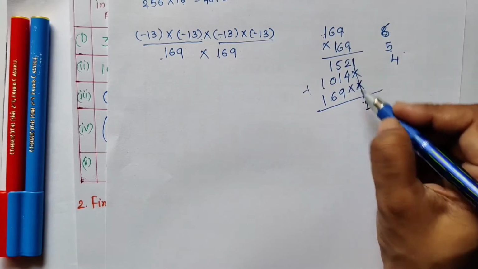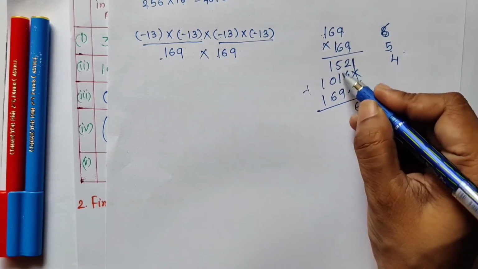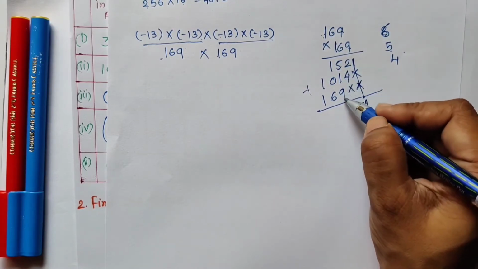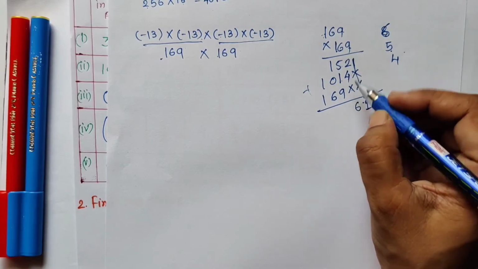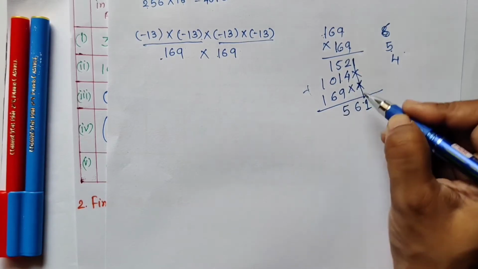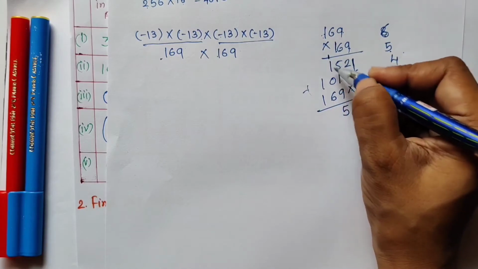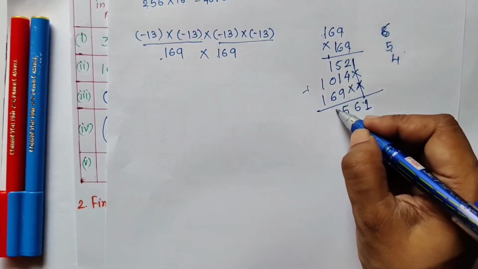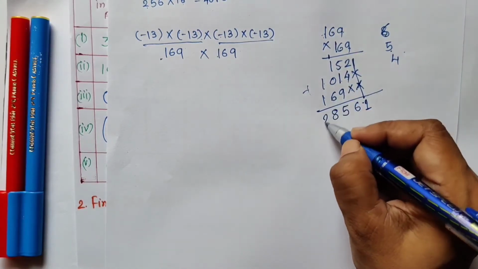2 plus 4 is 6. 5 plus 1 is 6, plus 9. 6 plus 9, 15. 1 carrying. 1 plus 1, 2 plus 6, 8. And 1 plus 1 is 2.